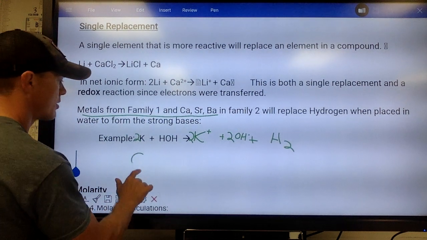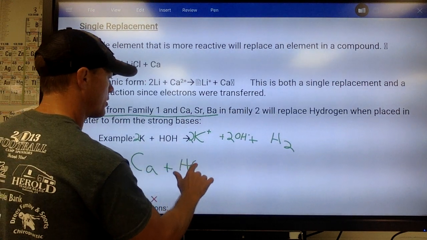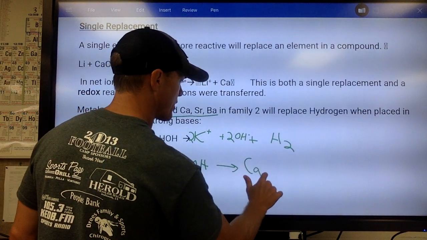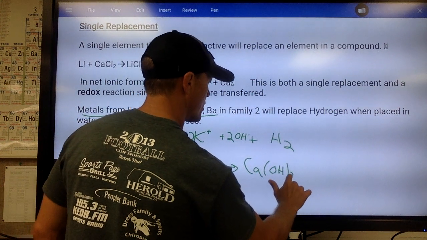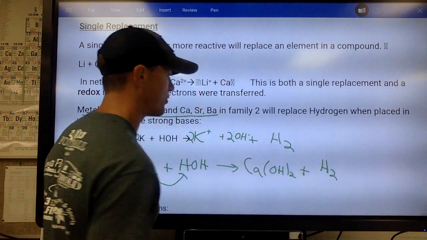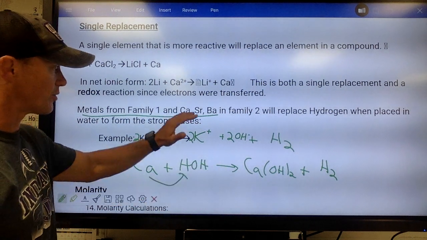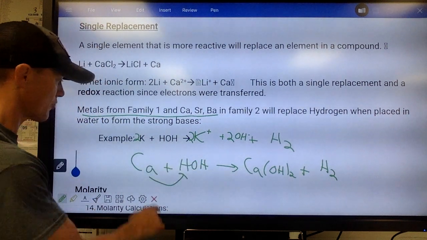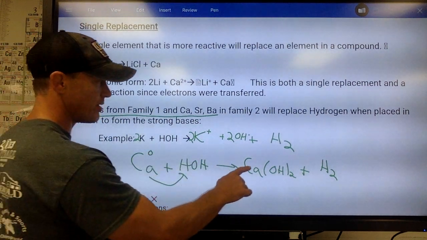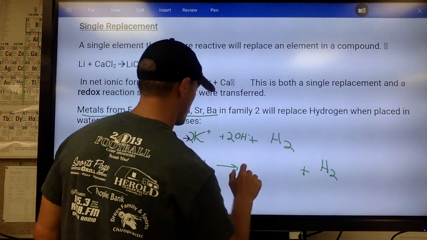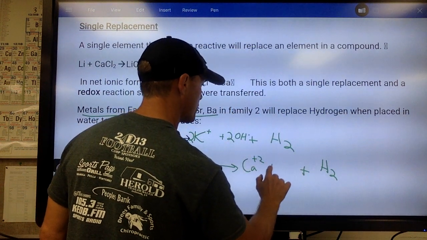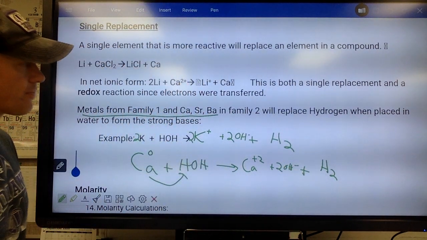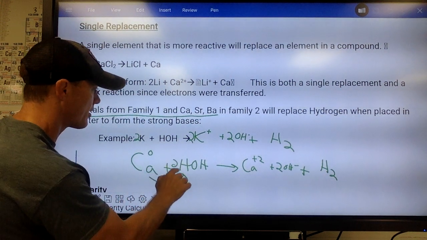If you're doing calcium with water, the calcium can replace the hydrogen, so you end up with calcium hydroxide plus H2. It always makes a strong base. The only elements that will do this will make a strong base, so that should be split apart into ions. You'd have calcium ions plus hydroxide ions. Your calcium is a solid over here and is being dissolved. So we're going to have calcium plus 2 moles of hydroxide ions. We need a 2 in front of there.